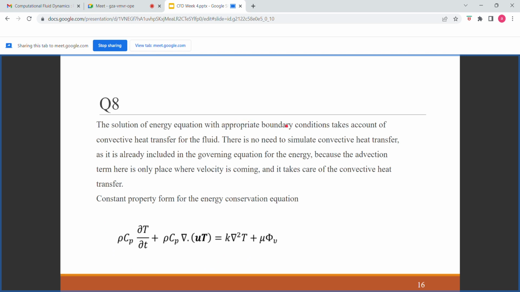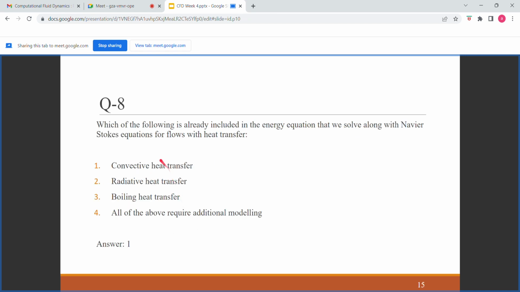So basically there is no need to simulate convective heat transfer as it is already included in the governing energy equation. With this advective term including the effects of fluid flow, with velocity coming into the picture, the convective heat transfer is accounted for in this equation. The answer to this question: the following is already included in the energy equation that we solve along with the Navier-Stokes equation. For flows with heat transfer, it is convective heat transfer.